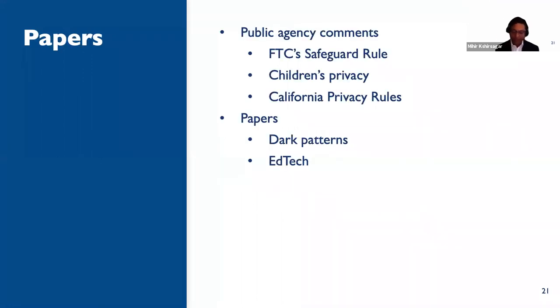And then there's writing papers, and so different groups of people at CITP have come together to write agency comments. We wrote comments on the FTC safeguard rule on data security, children's privacy, and the California privacy rules. These are just a few that we've written, but I wanted to give a few examples.